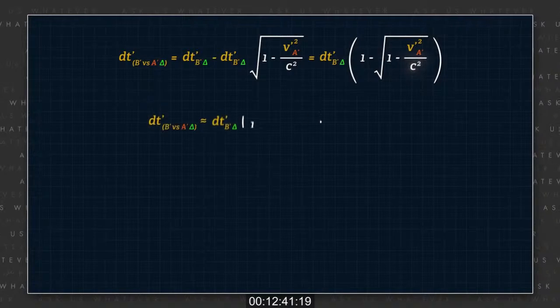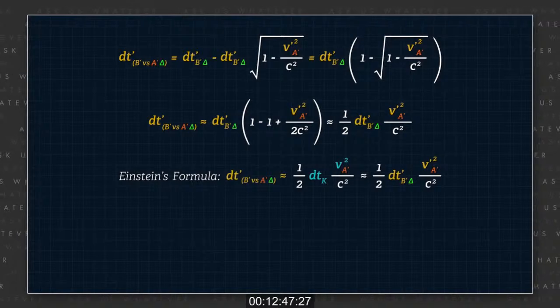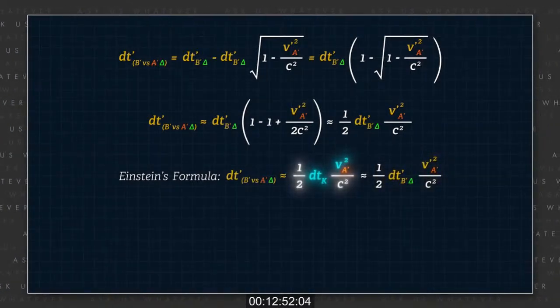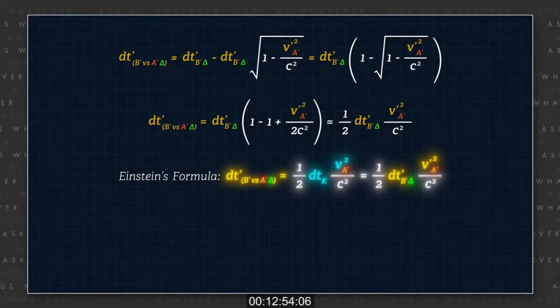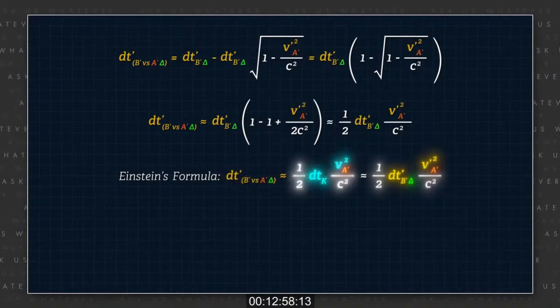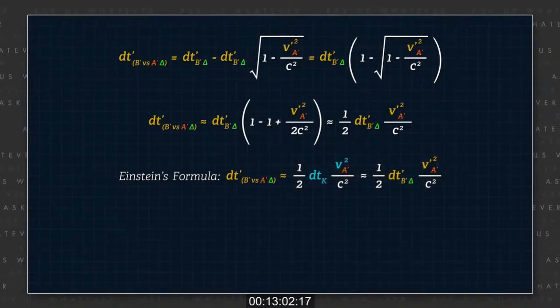We can then approximate this to second order with a Taylor series expansion and arrive at Einstein's formula, written with respect to both system S prime variables and system K variables. In other words, Einstein's formula works whether we measure time and speed in system S prime or system K, regardless of the speed of either system with respect to the other.